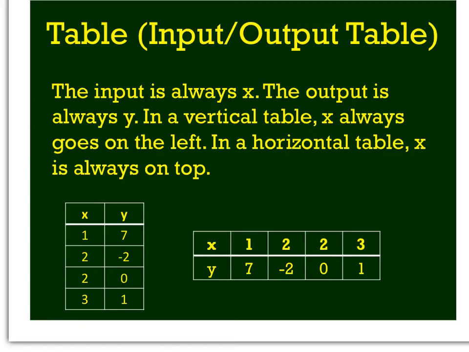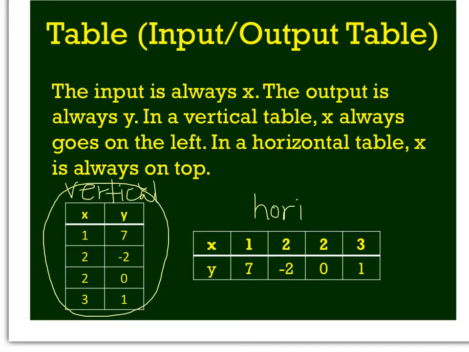In a vertical table, like this one right here, X always goes on the left. In a horizontal table, X is always on top. So here is your vertical, and here is your horizontal. Make sure you're writing all of this down in your foldable.